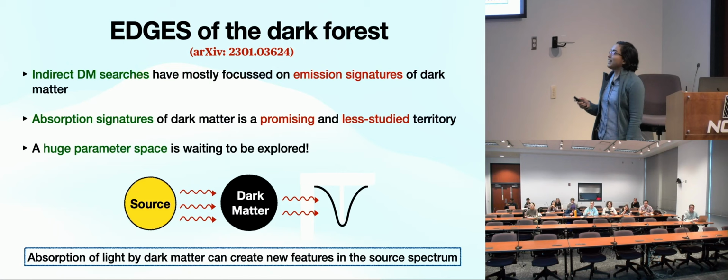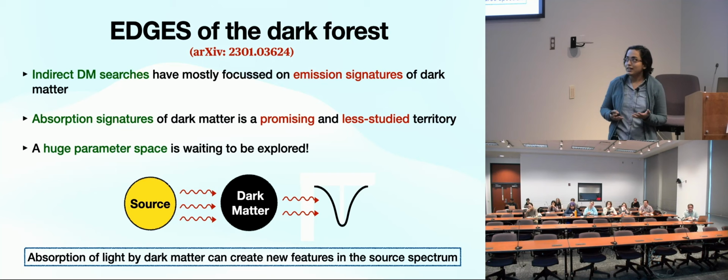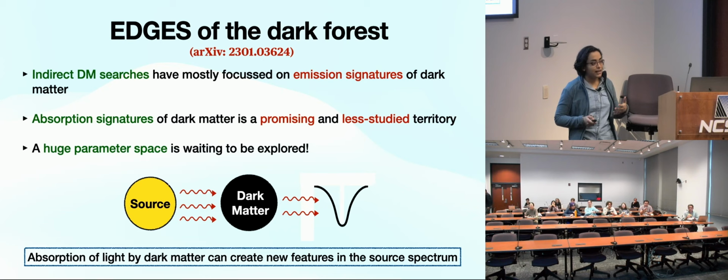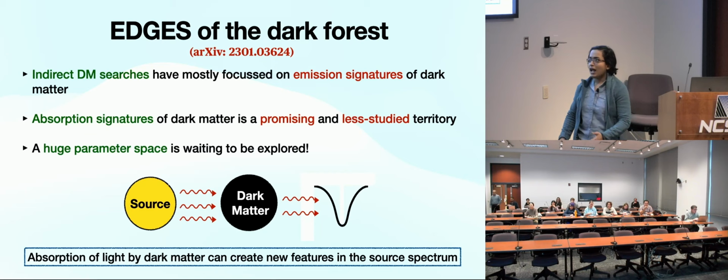As we know, dark matter comprises a major fraction of the matter content in our universe, and apart from its gravitational interactions, we know very little about it. One of the ways in which people look for dark matter is through indirect dark matter searches. But till now, the focus has been on emission signatures of dark matter. What I mean by that is we try to look for excess standard model particles like e plus e minus pairs or photons, and we try to probe dark matter through decay or annihilation channels.